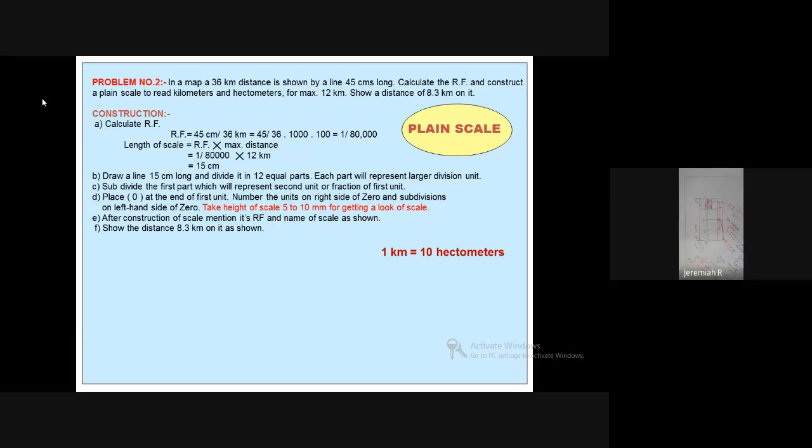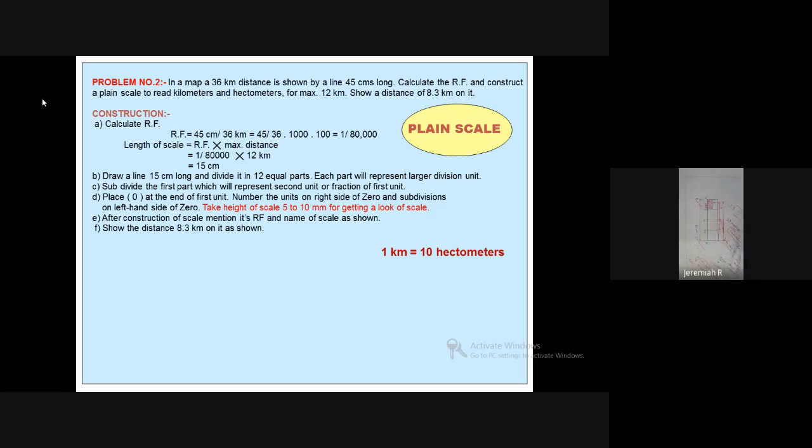So meter to centimeter, multiply by 100. So 1000 into 100. Kilometer to meter, multiply by 1000. So 1 by 80,000 into 12 into 1000, and then meter to centimeter into 100. If you just multiply, you get 15 centimeter.